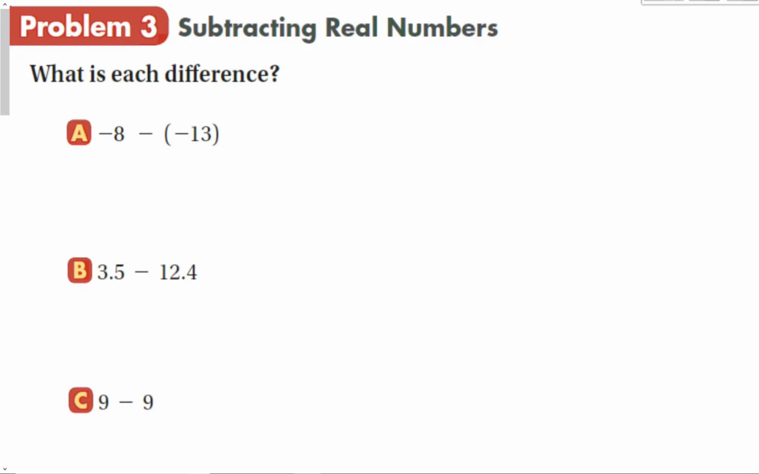So what is each difference? Negative 8 minus negative 13. In this case, because I'm subtracting, I want to add the opposite of negative 13, which is a positive 13. And now I realize that the signs are different. So when I want to add two numbers with different signs, I subtract them and keep the sign of the bigger one, which is positive. So my answer is a positive 5.